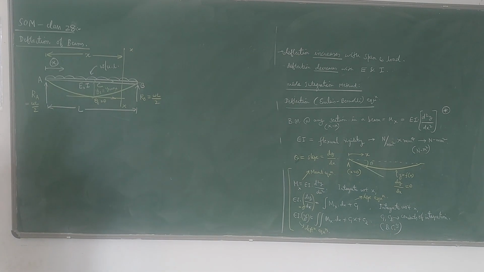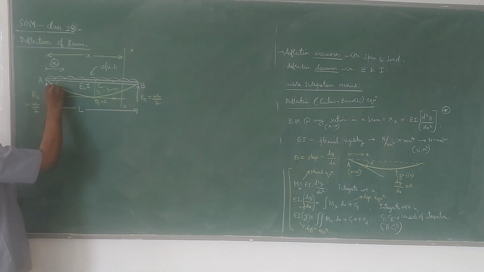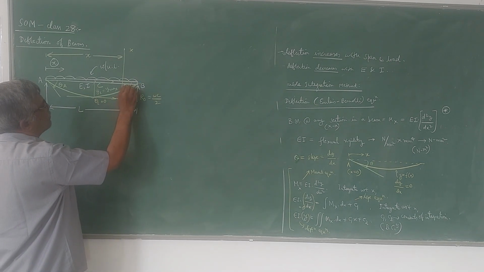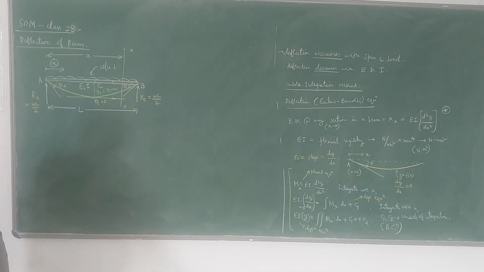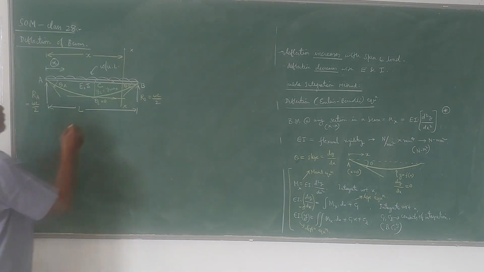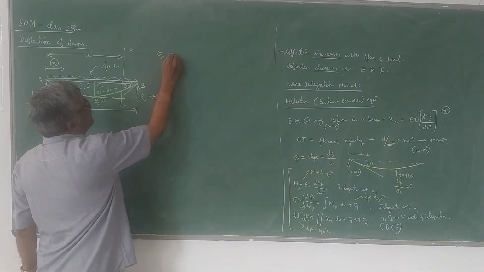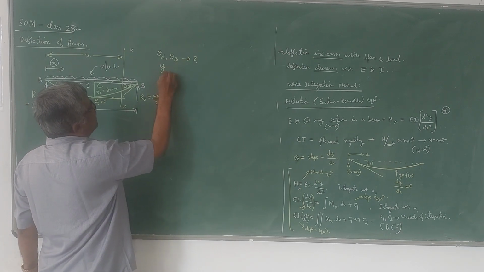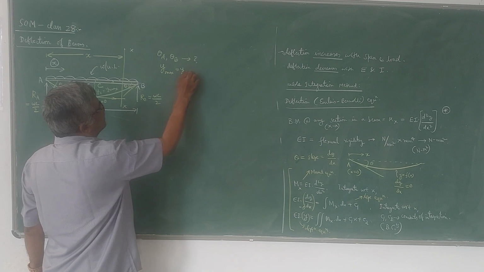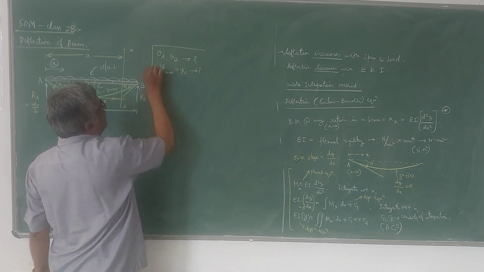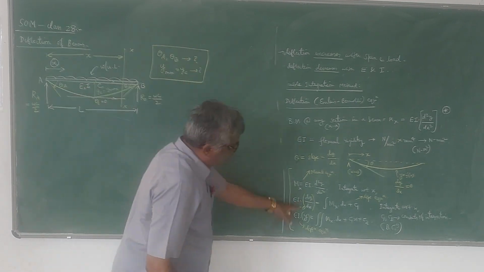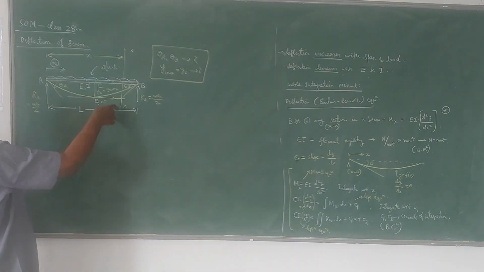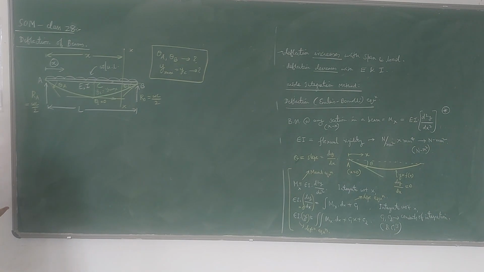Now our aim is to find out the slope theta A and the slope theta B. Of course, theta A and theta B will be equal here because it is a symmetrical beam, and we have to find out YC. So theta A, theta B, slopes at A and B, are unknown. Then YC or Y max is unknown. So these we will find out by writing these three equations. Now I have taken a section XX at a distance x from the support A.